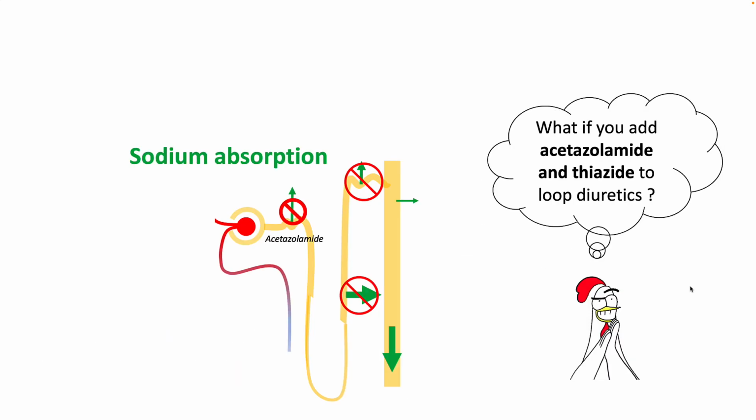So the effects are modest, but they are certainly there. Since by using acetazolamide and loop diuretics, you have increased natriuresis. So if you add thiazides to the mix, you should be able to achieve even more diuresis.